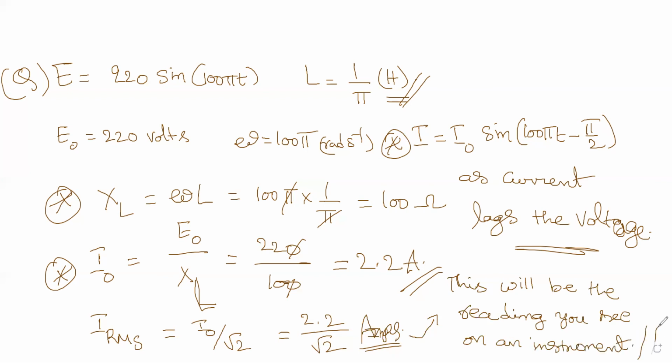So this much is sufficient today. Tomorrow we'll see AC through a capacitor, and then the phasor diagram, and a few more things. With that, this AC circuits chapter can be finished. Please note it. So this is sufficient today.